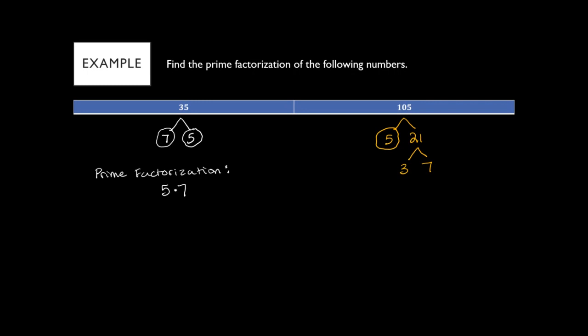So I can split 21 up, and then I look and I'm like, okay, 3 is one of our prime numbers, so I'm going to circle that. 7 is a prime number, so I'm going to circle that. And now I've circled all of the bottom numbers, and so there's no more splitting that I can do. So our prime factorization, if I start with the smaller number, I've got 3, and then the next one is 5, and then 7. So 3 times 5 times 7 will give us 105.